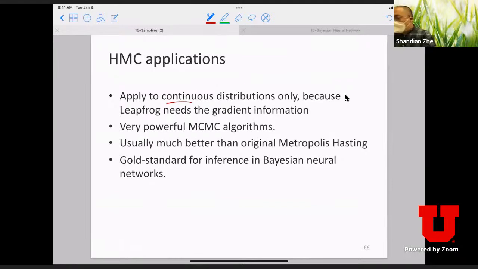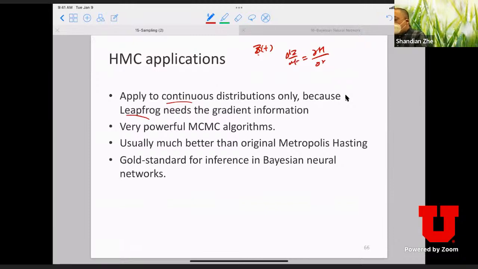Yes, right. Because we assume our random variable can evolve along with time, and evolution is actually determined by the partial derivatives, right? So that means it is continuous, right? How do you calculate the partial derivative of your energy with respect to a discrete variable? And also, running leapfrog needs the gradient information, right?